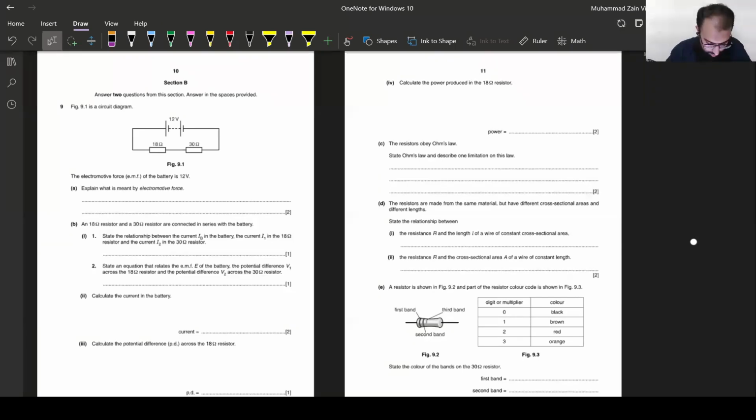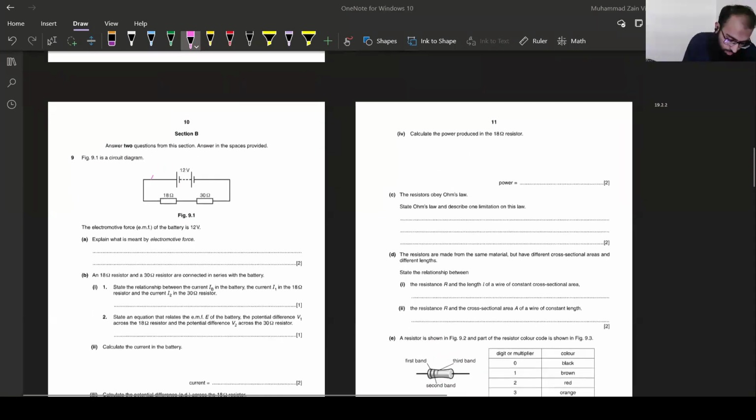State the relationship between IB in the battery, the current I1 in the battery, the current I1 in the 18 ohm resistor, and the current I2 in the 30 ohm resistor. Okay, so if you're clear on your concepts of series and parallel circuits, we do know that in series circuits, the current is the same throughout the circuit, and this is a series circuit. So if this is the current I, it would be the same throughout the circuit.